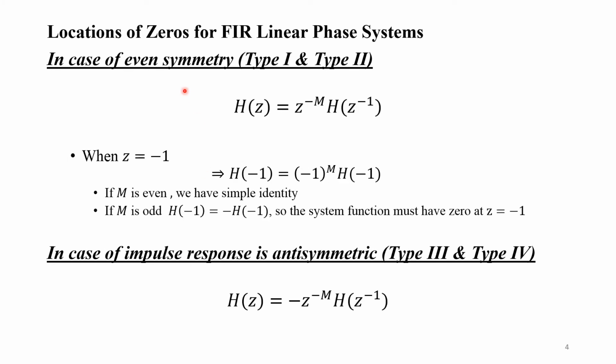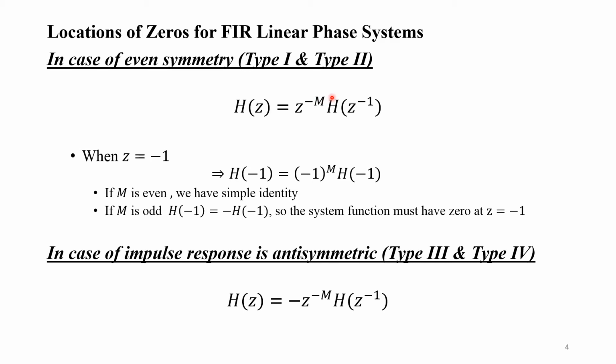So in case of even symmetry that we have for type 1 and type 2, when z equals minus 1, that means H(-1) equals (-1)^M H(1/(-1)), and 1 over minus 1 is basically minus 1. So we have this expression when z equals minus 1. Again, this expression depends on the value of M. (-1)^M means if M is odd then it will result into minus 1, and if M is even then it will result into plus 1.